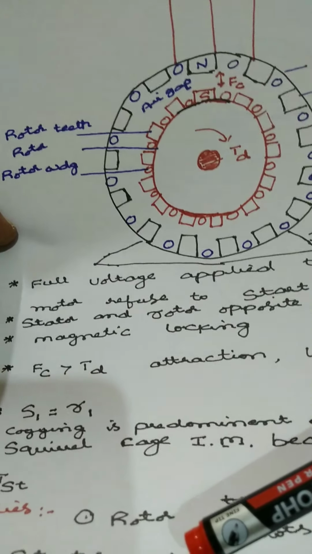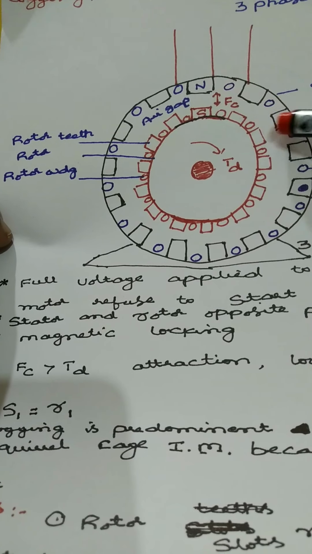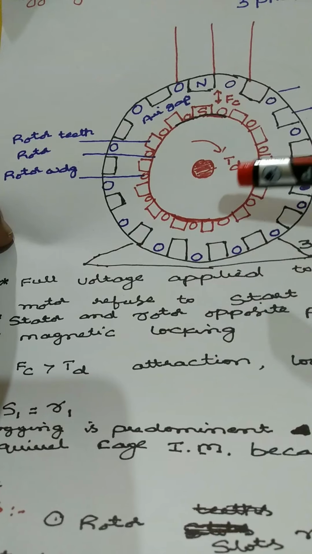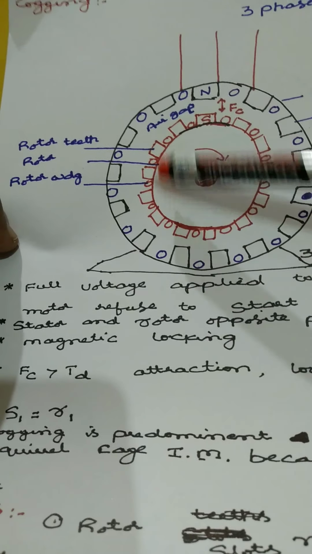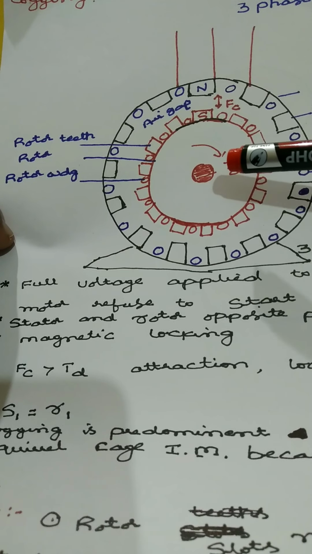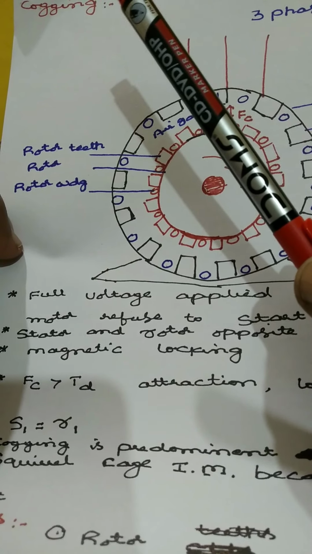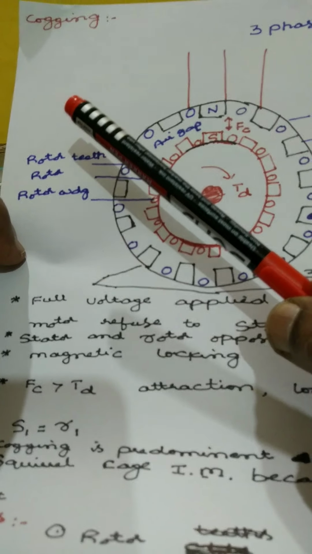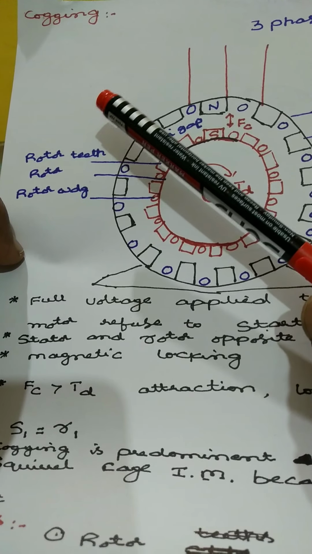Okay, so what are the remedies to overcome this phenomenon? To overcome it, the number of stator teeth should not be equal to the number of rotor teeth. That is one remedy. Number two, you have to skew the rotor slots. You should not put them in parallel. You have to make them in a skewed order. If you skew them, this magnetic locking can be overcome.